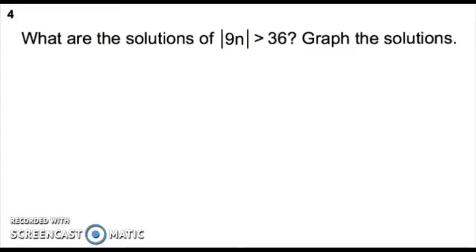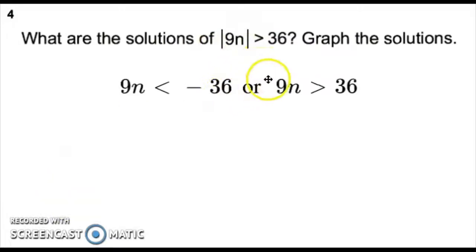Number 4, what are the solutions of the absolute value of 9n is greater than 36, and then graph them. So when we have a greater than with the absolute value, that means it's going to be a disjunction, an 'or' statement. So we're going to have two separate inequalities. The first one, you switch the direction of the inequality and make this negative. So we'll have, without the absolute value bars, 9n is less than negative 36, or, just rewrite what's here without the absolute value, 9n is greater than 36.